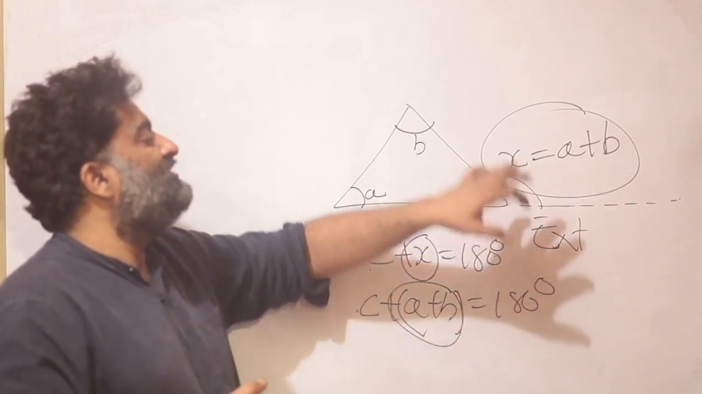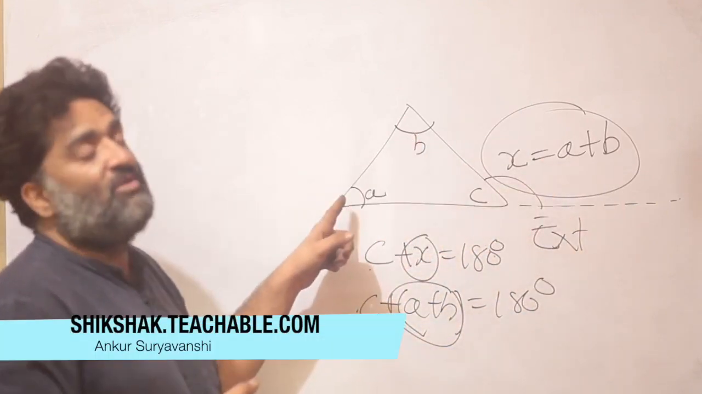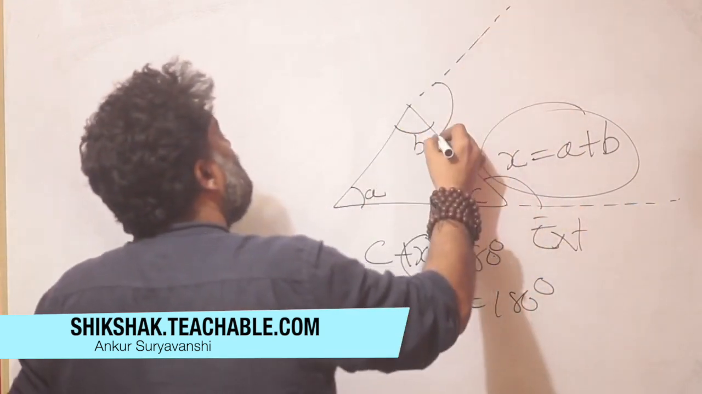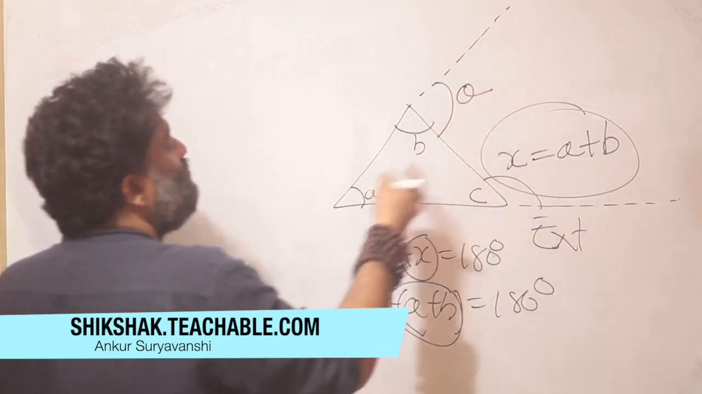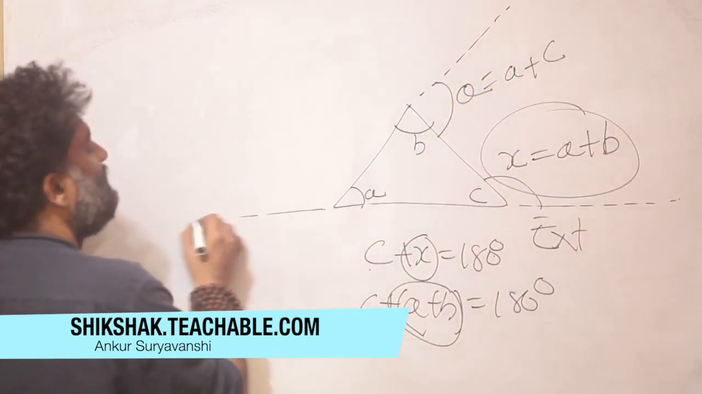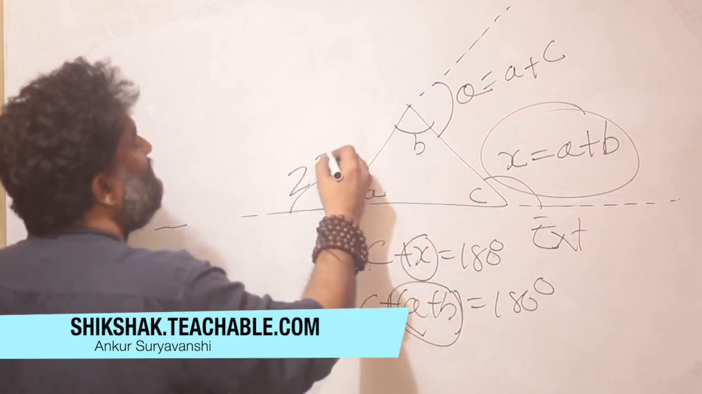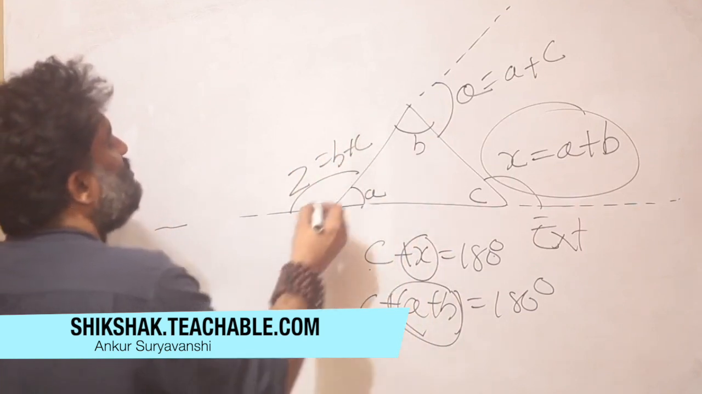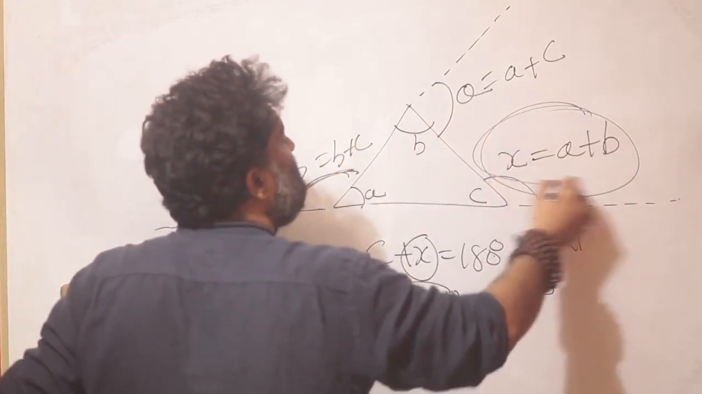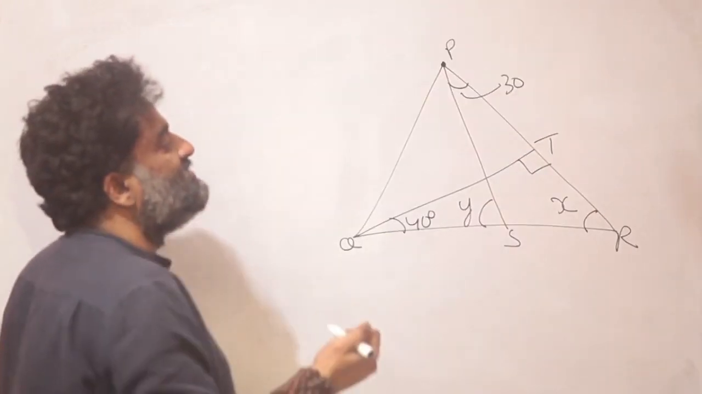And now we know that the exterior angle is equal to the sum of these angles on the opposite side. You can practice a little more with this. This particular angle, let's call this Q, will be equal to A plus C. This particular angle, call it Z, will be equal to B plus C. So whatever side we are talking about, the angles on the opposite side, the sum of it is going to be equal to the exterior angle.